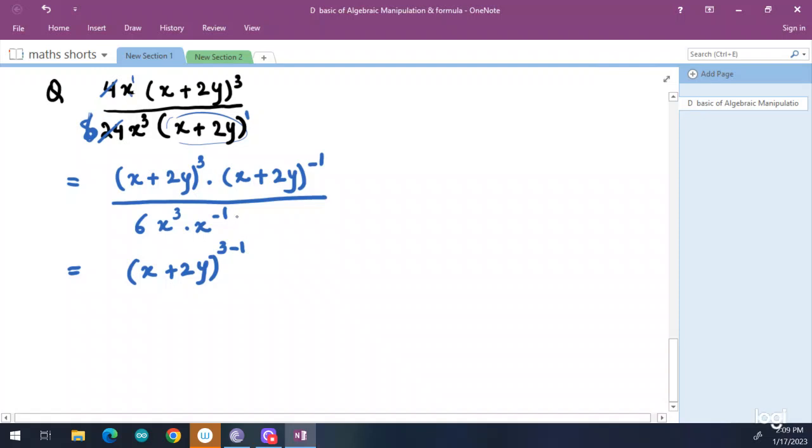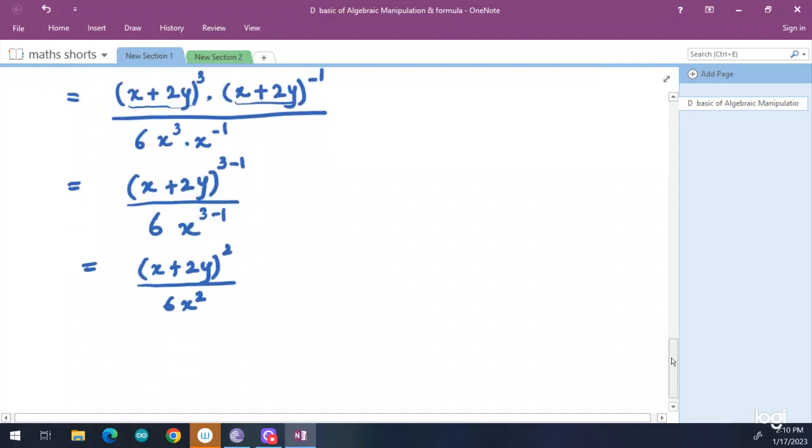I told all of this in my previous lecture: when the bases are the same, you can see this is a whole base x plus 2y, and this is also a whole base x plus 2y. When bases are the same and they are multiplying with each other, dot means that they are multiplying, then their powers will be added. So 3 minus 1 over 6 x to the power 3 minus 1. So what we will get is (x + 2y) to the power 2 over 6x square. So this is the answer.